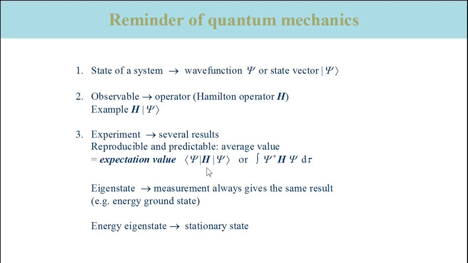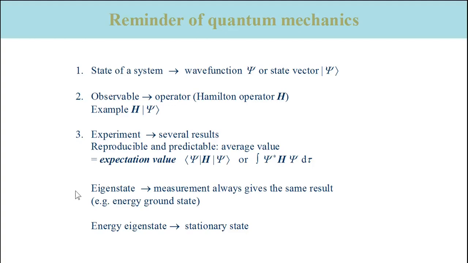The scalar product is zero when the two vectors are orthogonal. It is maximum when the vectors are parallel. Representing the state of a system by wave functions, the expectation value is the integral over all space of the complex conjugate of psi times the Hamilton operator and the wave function psi.